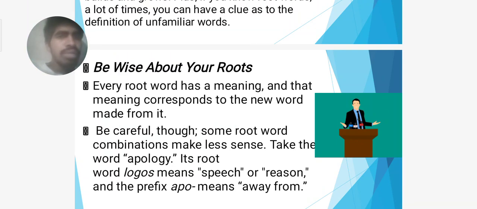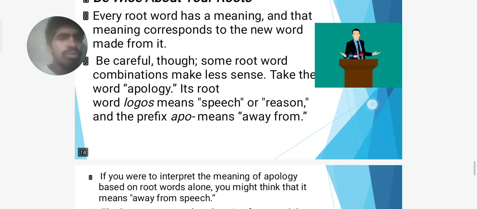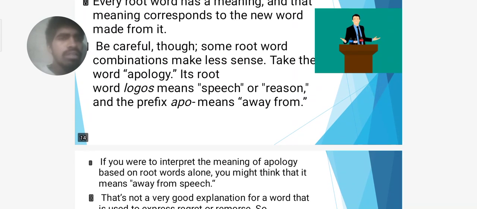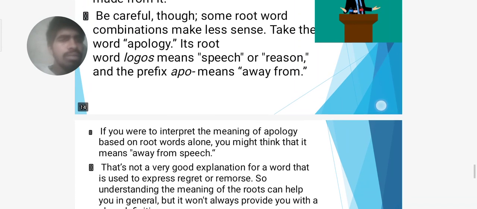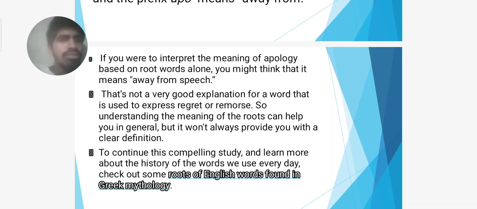Be wise about your root words. Every root word has a meaning, and that meaning corresponds to the new word made from it. Be careful though, some root word combinations make less sense. Take the word apology. Its root word logos means speech or reason, and the prefix apo means away from. If you interpret the meaning of apology based on root words alone, you might think it means away from speech. That's not a very good explanation for a word that is used to express regret or remorse.